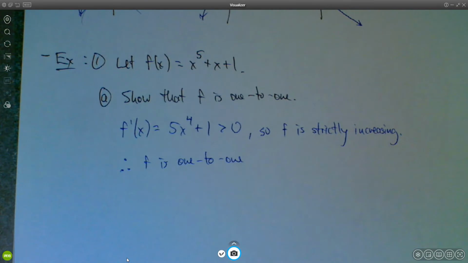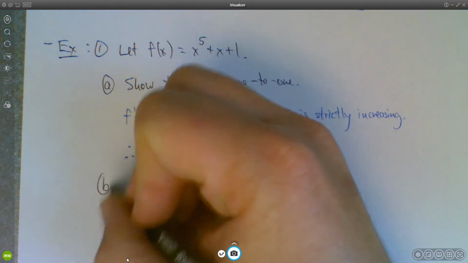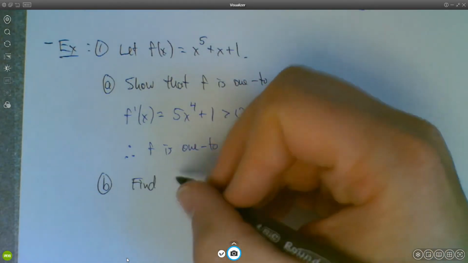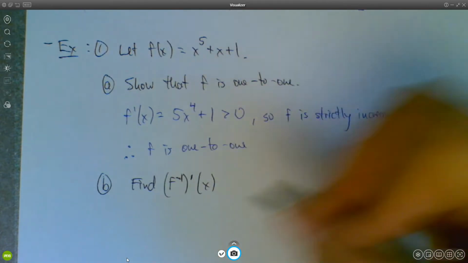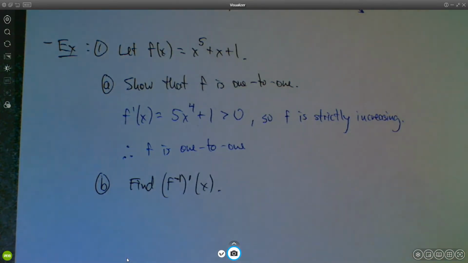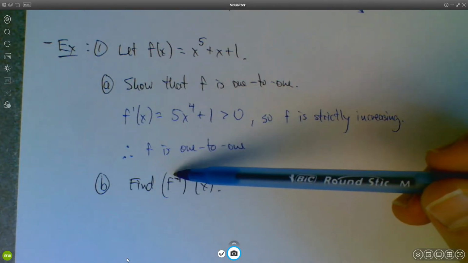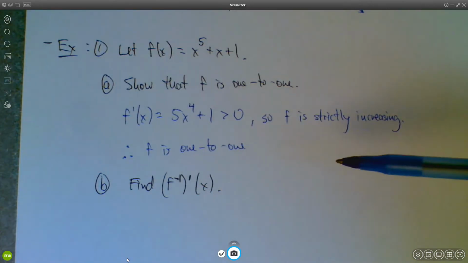And we could take it one step further and say, therefore, f has an inverse, right? And so since f has an inverse, maybe we're interested in knowing what it is. So let's find f inverse prime of x. Okay. So again, a couple ways that you could go about trying to do this. One way that you could go about trying to do this is to try to explicitly write f inverse in terms of x.